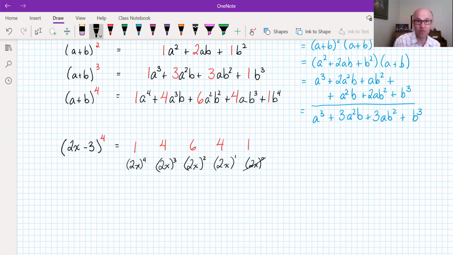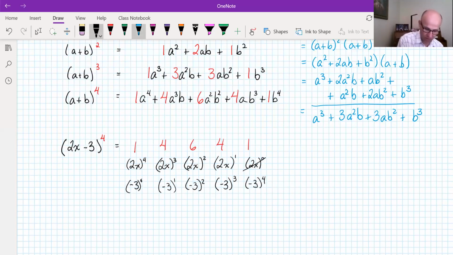And my back piece, which here is a negative 3, is going to start at the power of 0 and then have a 1, 2, a 3, and a 4. And then what I'm going to do is put it all together. I'm going to add them all vertically.